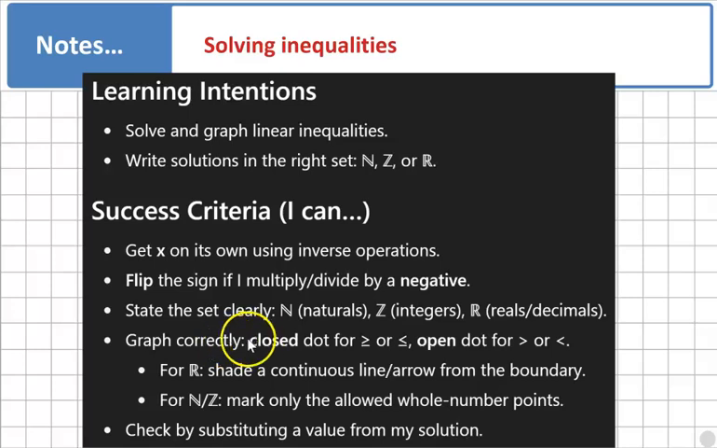Graph correctly: closed dot for greater than or equal to, or less than or equal to, open dot for greater than or less than. For R, so real numbers, shade a continuous line with an arrow from the boundary. For natural numbers or integers, mark only the allowed whole number points. Check by substituting a value from my solution.